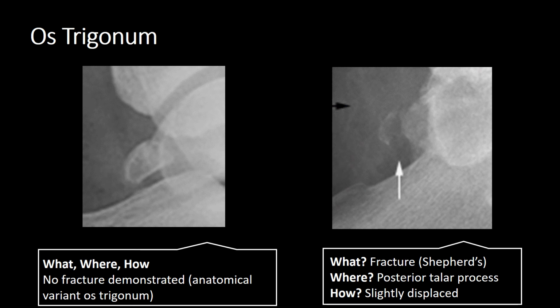So, what, where, how? On the left, no fracture demonstrated. Anatomical variant, os trigonum. On the right, what is it? It's a fracture, a shepherd's. Where? Posterior talar process. How? Slightly displaced.